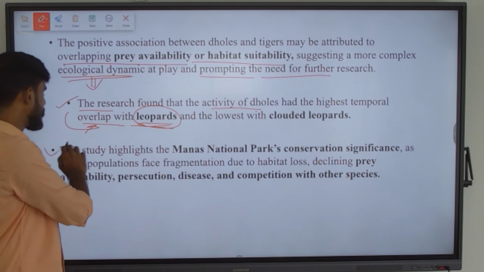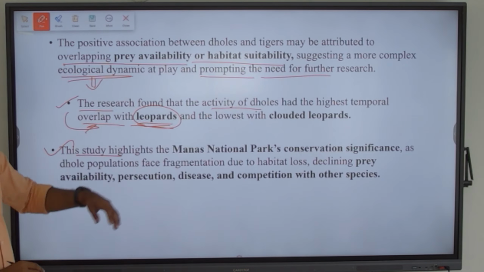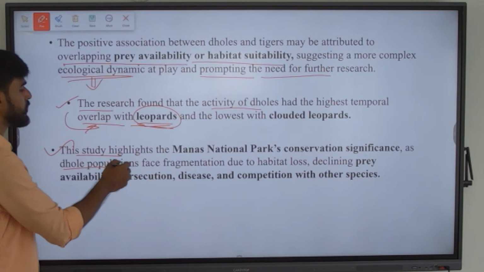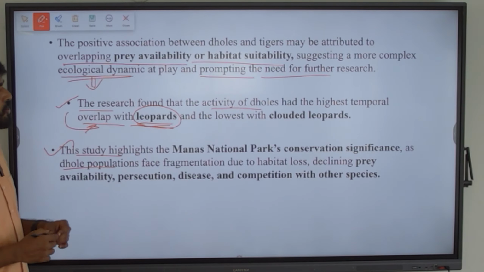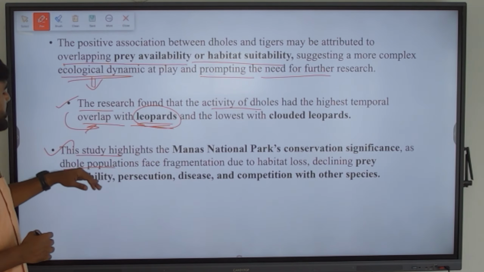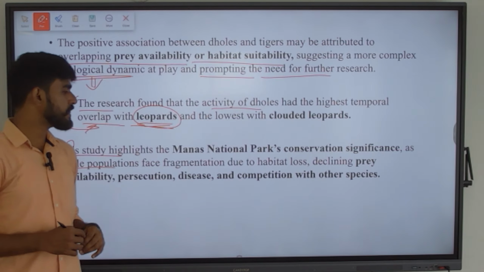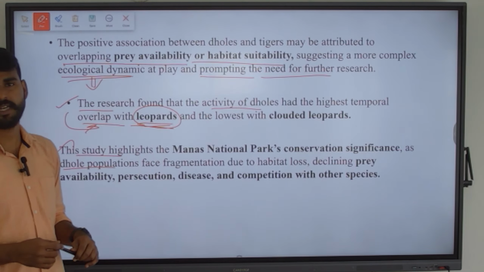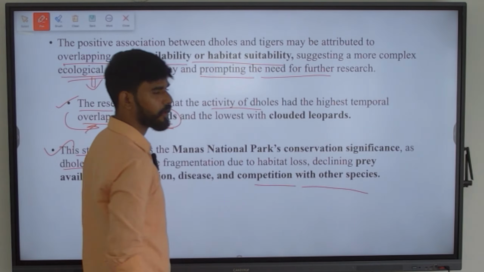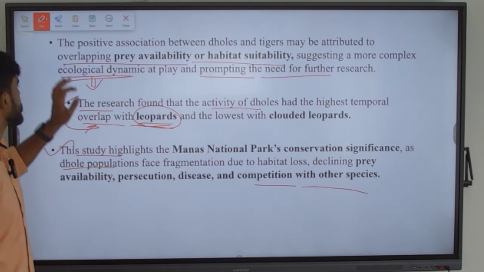Okay, next, this study highlights the Manas National Park's conservation significance as a dhole population, but it faces fragmentation due to habitat loss, declining prey availability, persecution, disease, competition with other species. Okay, this competition with other species is sympatric competition.